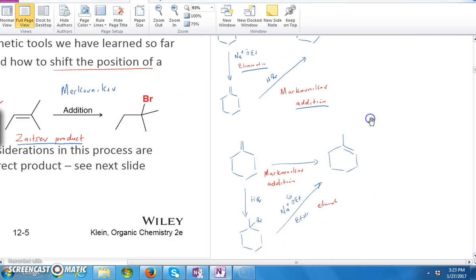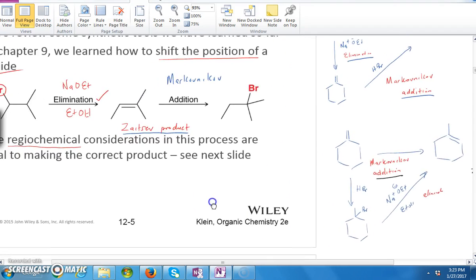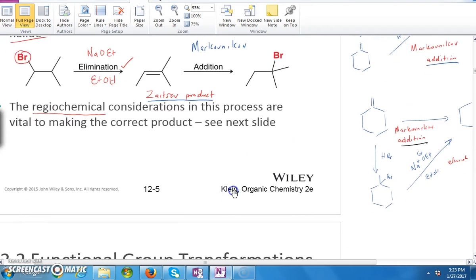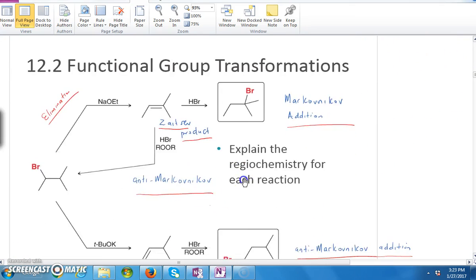Here you can see that the double bond has shifted. The first thing you want to do is an addition. You want to do a Markovnikov addition, and then you do an elimination to give the Zaitsev product. So depending on what you're asked to do, you just have to know what the reagent is doing.